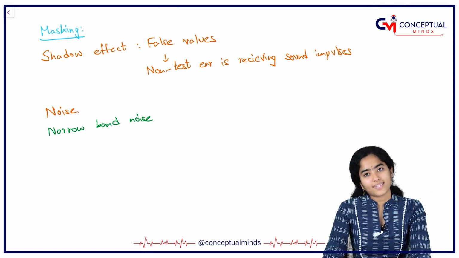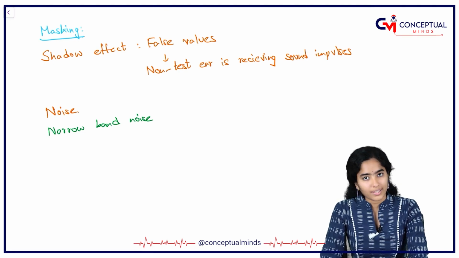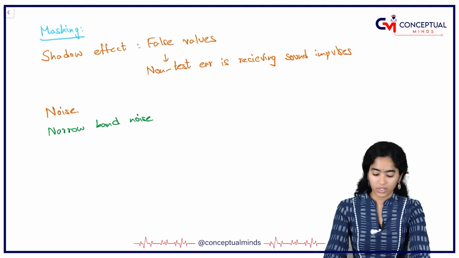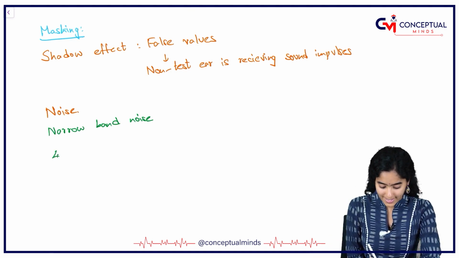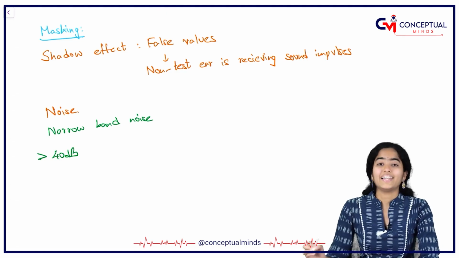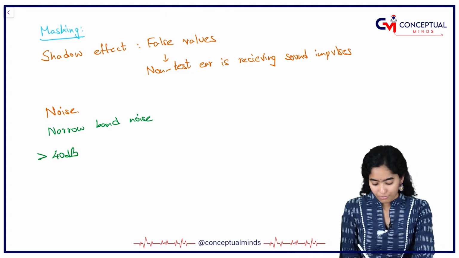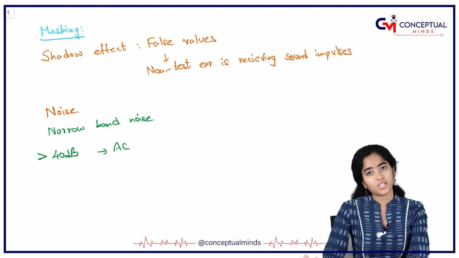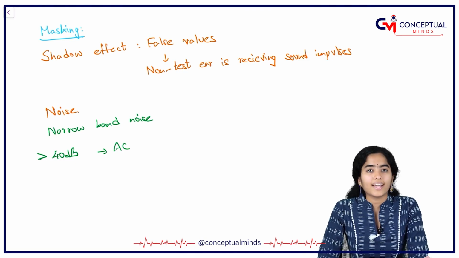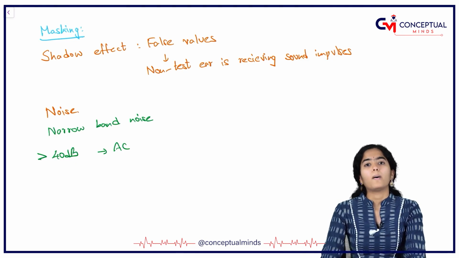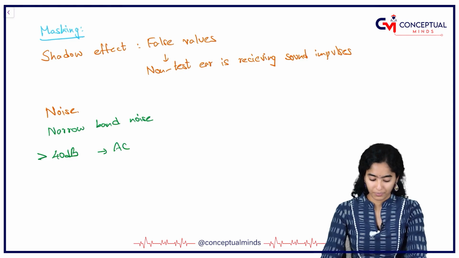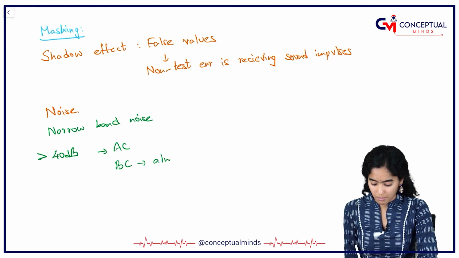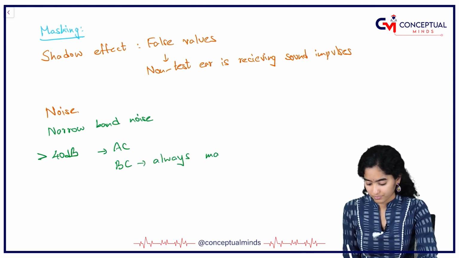Now, should you do masking in all the patients? No, not necessary. Only when the difference of hearing in both the ears is more than 40 decibels. Only then do you have to do masking for air conduction. 40 decibels is the number. When the difference in both of the ears is more than 40 decibels, then we have to do masking for air conduction. For bone conduction, always mask the non-test ear.